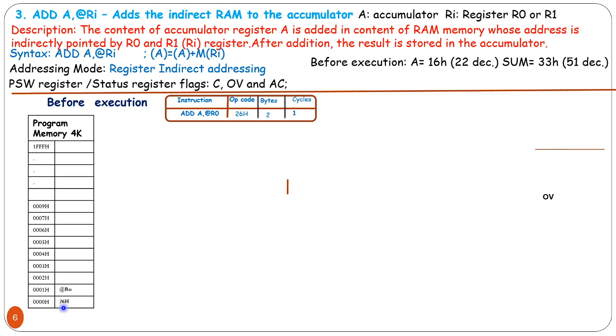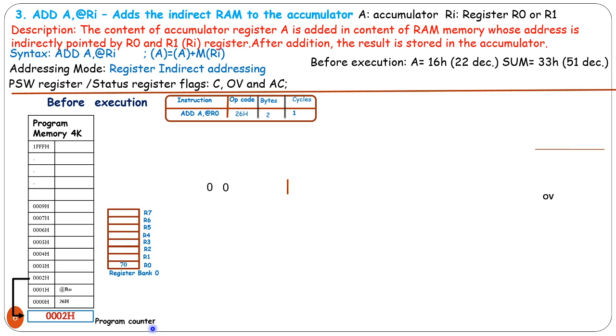So this 26H will be here in program memory at 0000H, as the operation code, and the address, the R0 register, will be stored here in the second location. So this is a 2-byte instruction, and the program counter register holds the 0002H address, and that instruction will be executed after this instruction executes. So this address belongs to the program counter register.